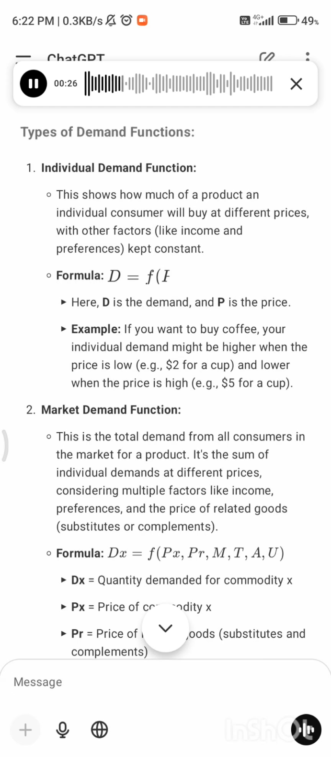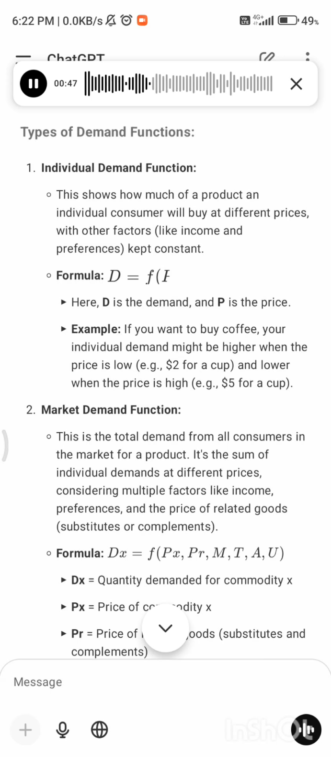Formula: D equals f(P). Here, D is the demand, and P is the price. Example: if you want to buy coffee, your individual demand might be higher when the price is low, e.g. $2 for a cup, and lower when the price is high, e.g. $5 for a cup.